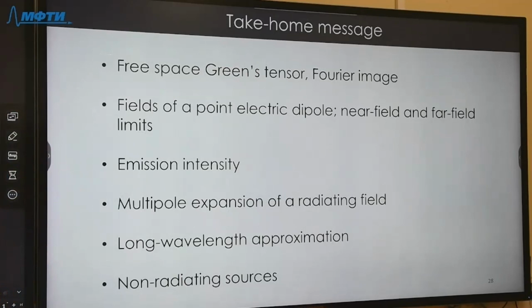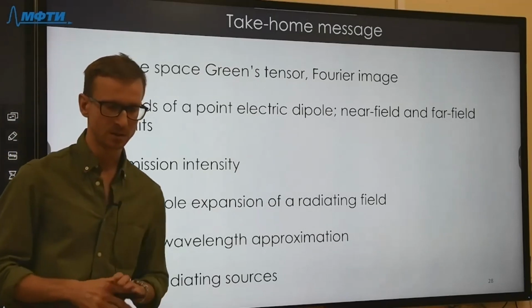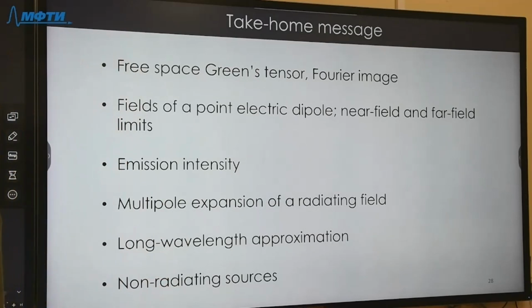And that brings me to the end of today's lecture. So that was pretty short, just like I hoped. Today we started by looking at the radiation problem. We derived the Green's tensor of free space both in direct R space and in Fourier space. We studied the fields produced by point electric dipoles in the near fields and in the far fields. We calculated the emission intensity of the dipole. We introduced the multipole expansion of an arbitrary radiating system and discussed the phenomenon of non-radiating sources.